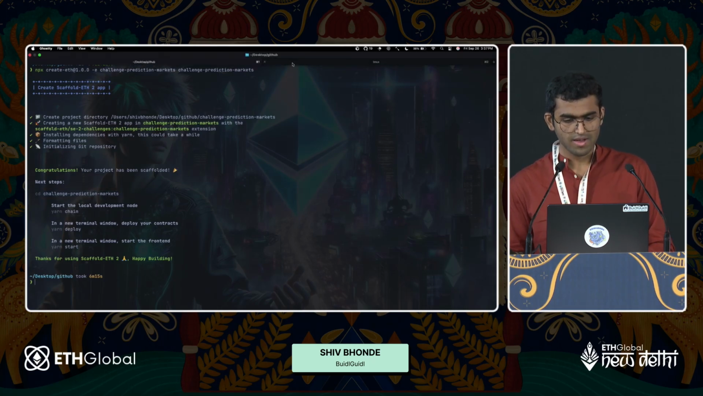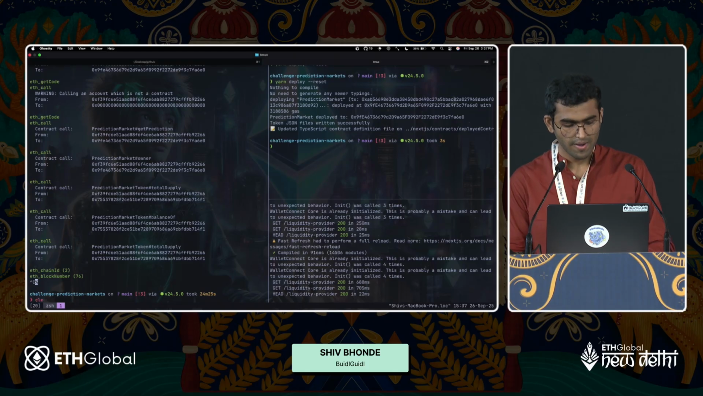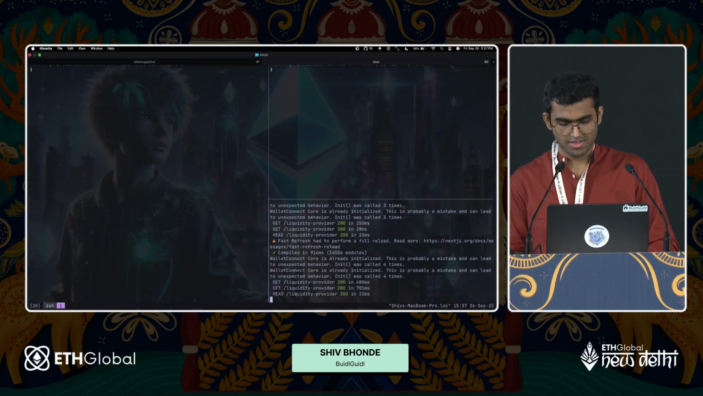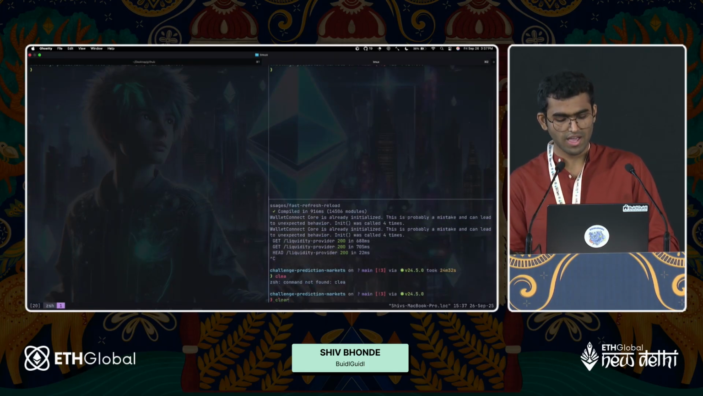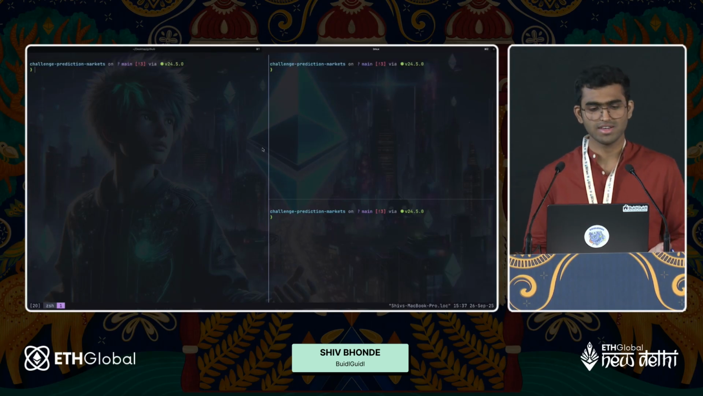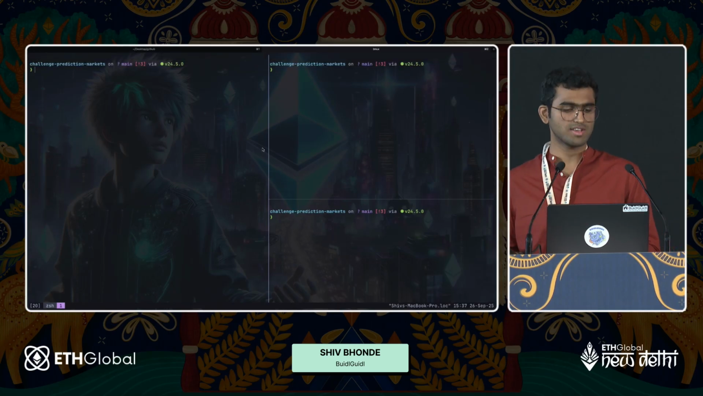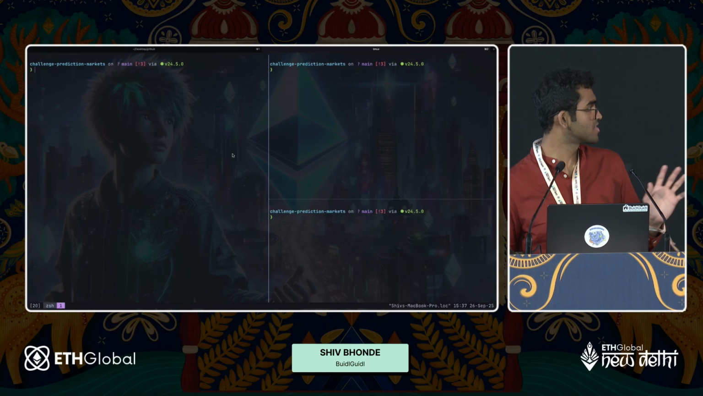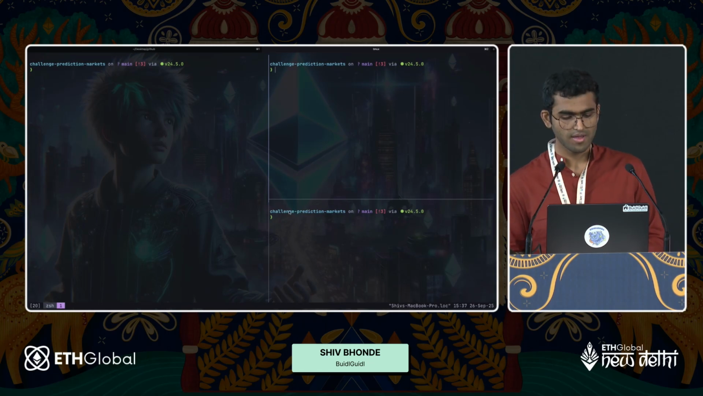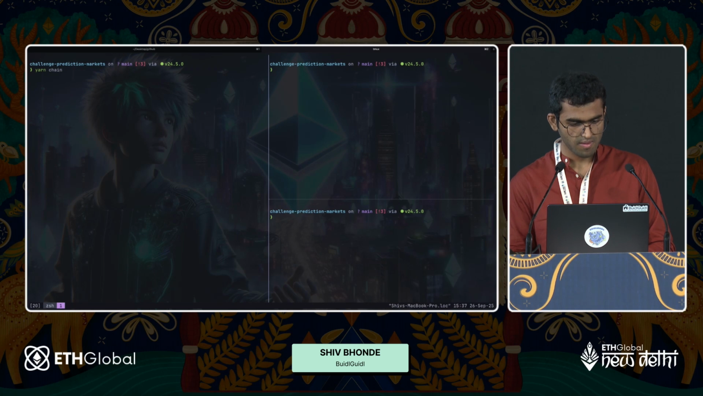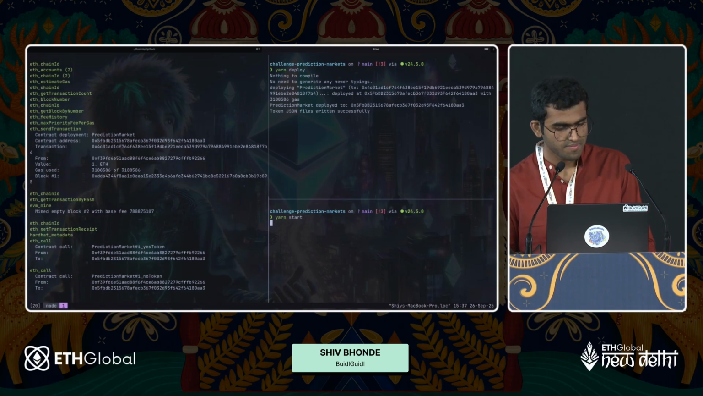And now, as always, since this challenge is built on top of Scaffold-ETH, we have these three magical commands: yarn chain, yarn deploy, and yarn start. So I have these three terminals split up here. In the first terminal, we run yarn chain, then yarn deploy, and yarn start.